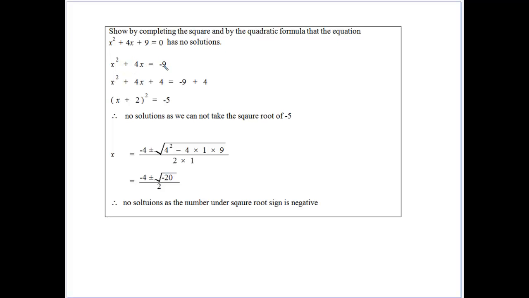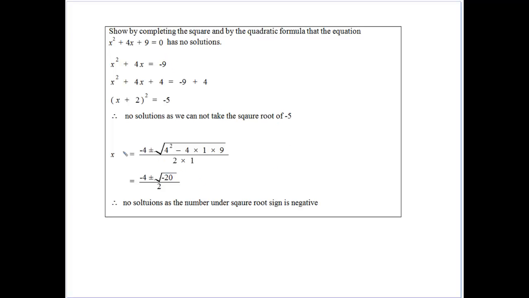Well, the steps of completing the square mean that we take the constant across to the right hand side. We've got a minus 9 there. We go to complete the square. We take our 4, we halve it, so it gives us 2, and 2 squared gives us 4. And then we add the 4 on both sides, because what we do to one side, we do to the other. That gives us minus 5. But now our next step is to take the square root of each side, but we can't take the square root of a negative 5. So that means there's no solutions there. We can't find any values of x that would make that equal to 0.